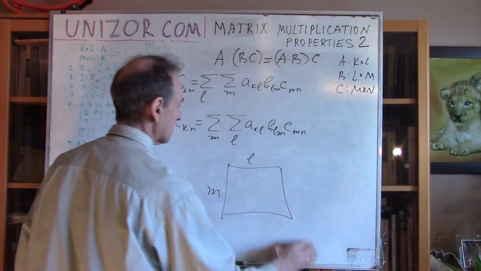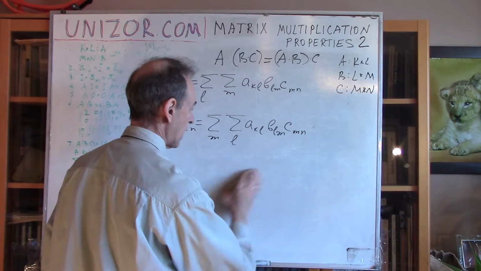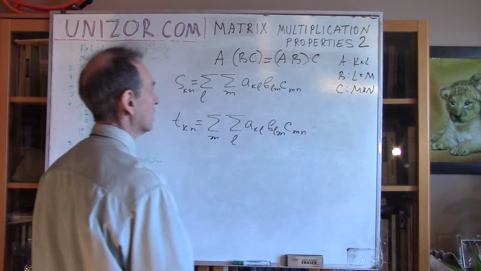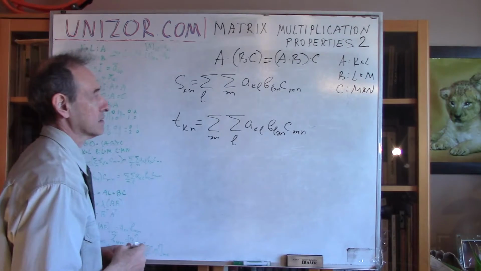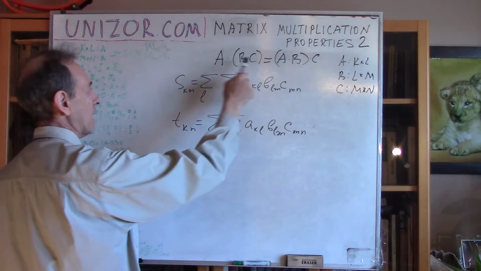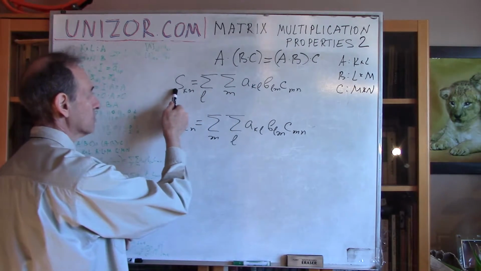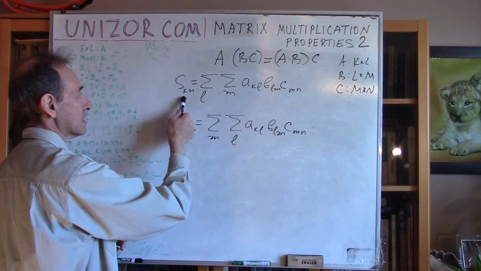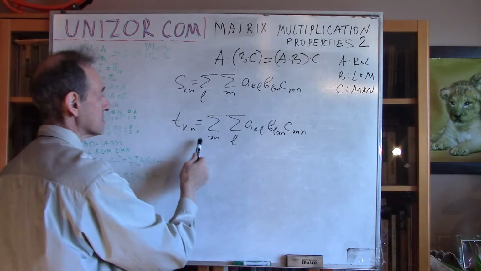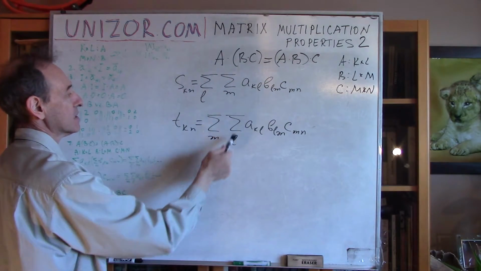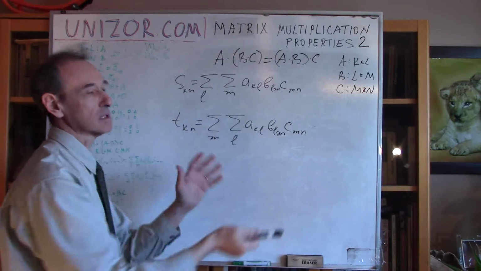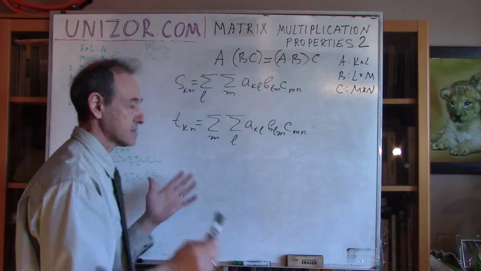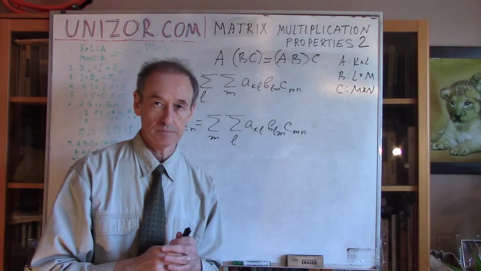And that's exactly the point I wanted to make when talking about associativity. The result of this is exactly the same as the result of that. In both cases, it's a K by N matrix. Each element of the matrix on the left is this, each element of the matrix on the right is this, but these are exactly the same thing because we're summing the same elements, we're just summing them differently. And that's the end of the proof of associativity.